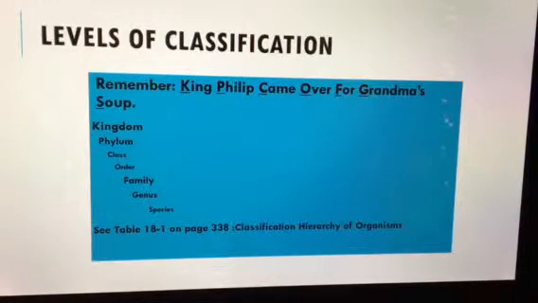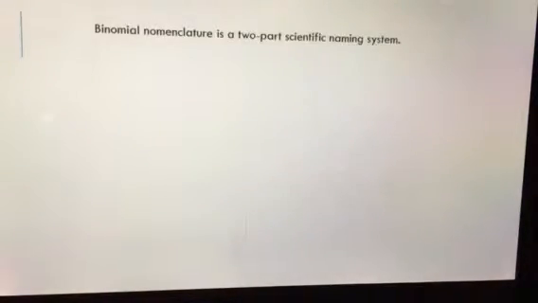And so basically, King Philip came over for grandma's soup. You've probably heard King Philip came over for good spaghetti. These are just a way to remember how to name this. Basically we use binomial nomenclature, which is a two-part scientific name. That's what every organism has, such as we are Homo sapiens. And so it's genus and species.